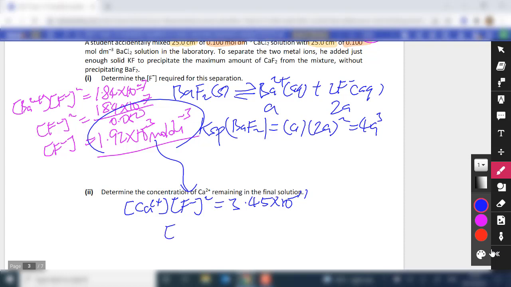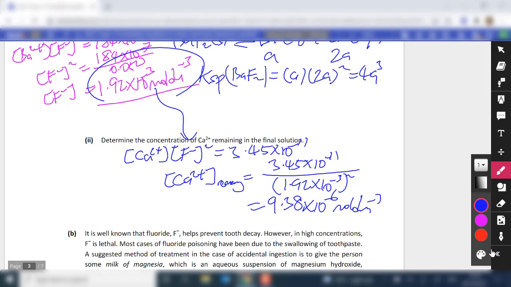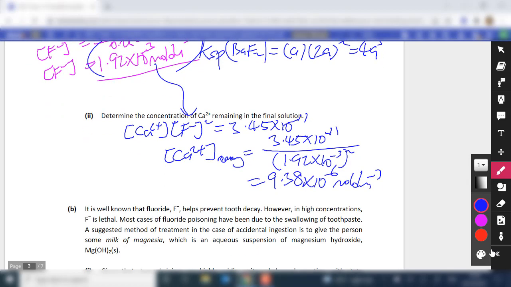Okay, so in this case, the concentration of calcium 2+ remaining in the solution will therefore be 3.45 times 10 to the power minus 11 divided by 1.92 times 10 to the power minus 3 squared. If you quickly punch your calculator, you should be able to get 9.38 times 10 to the power minus 6 moles per dm cube. So this will be the amount of calcium 2+ remaining in the solution.